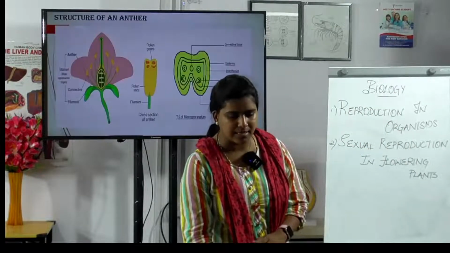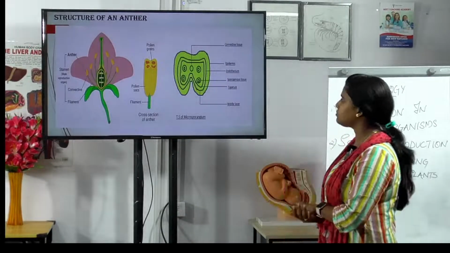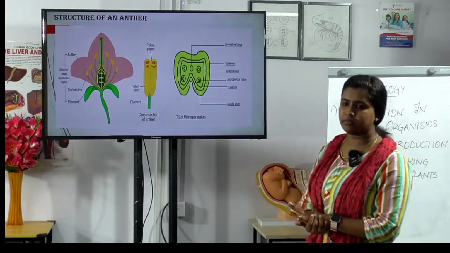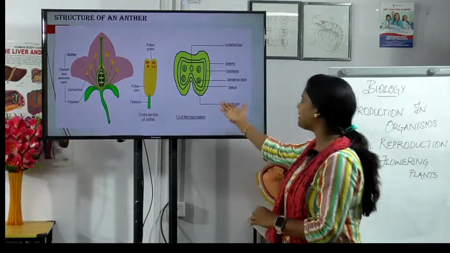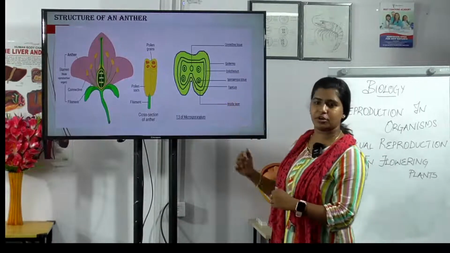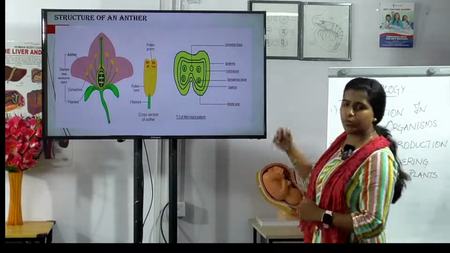Okay, now let us see the structure of anther. Which is anther here? Is it male or female? Male. Yeah, correct. This is a cross section of the anther, and at the top it comprises pollen grains, and this is the pollen sac, and this is the filament. And we will be seeing about the structure of microsporangium.